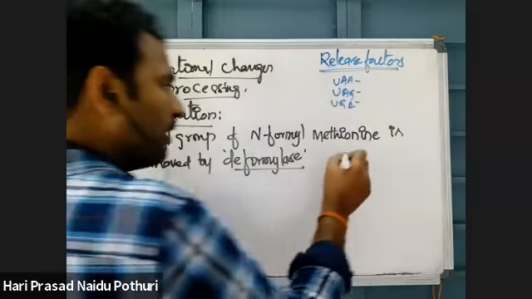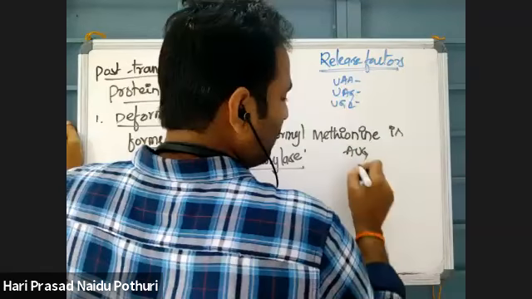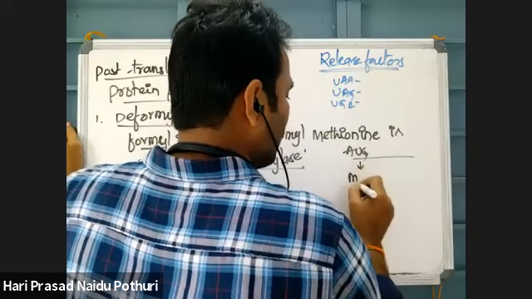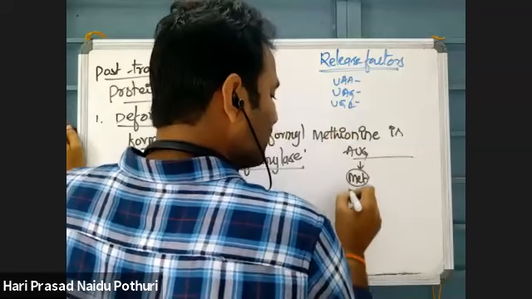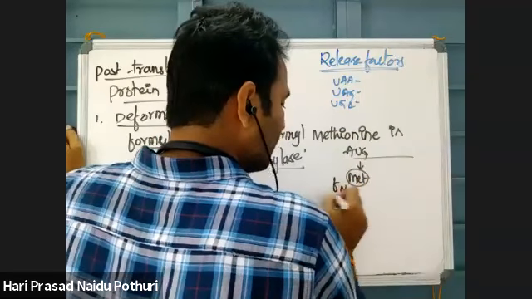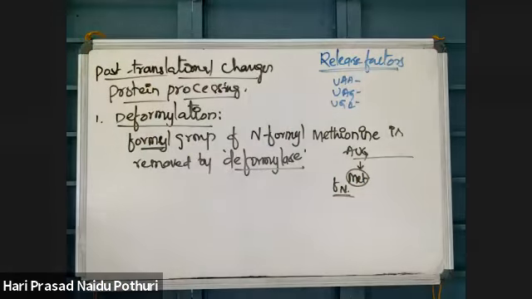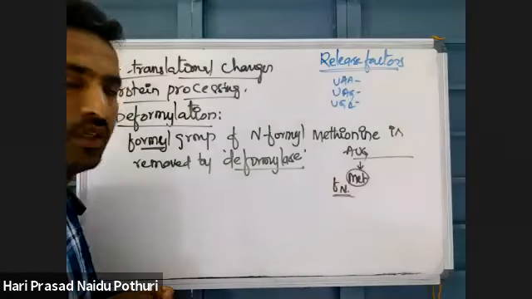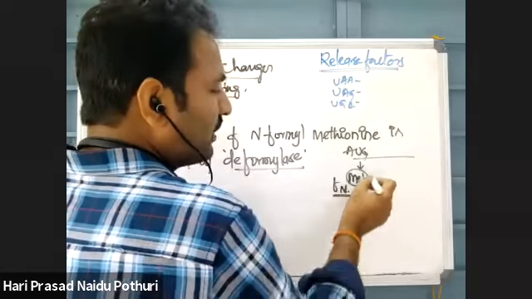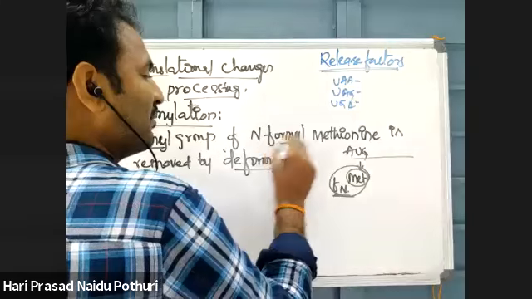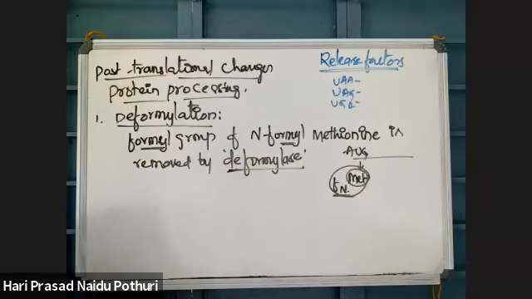Normally the AUG codon is the start codon, coding for methionine. Methionine sometimes may be present as N-formyl methionine. That means one extra formyl group may be attached to the nitrogen in methionine. That N-formyl group present in methionine may be removed by this deformylase enzyme. That is a protein processing step.